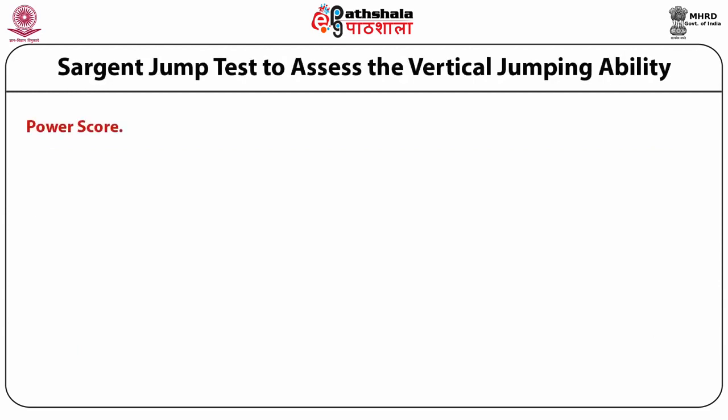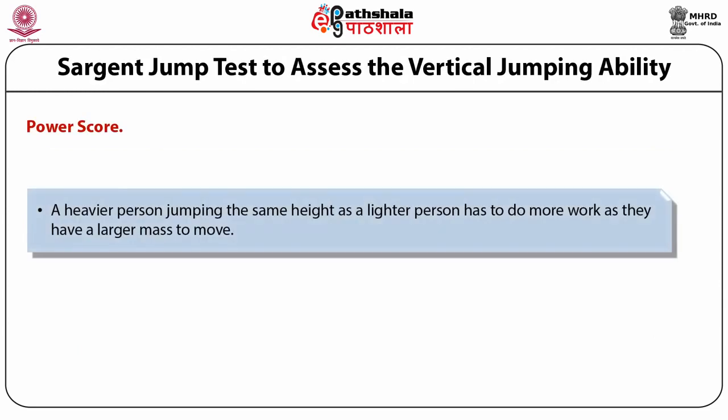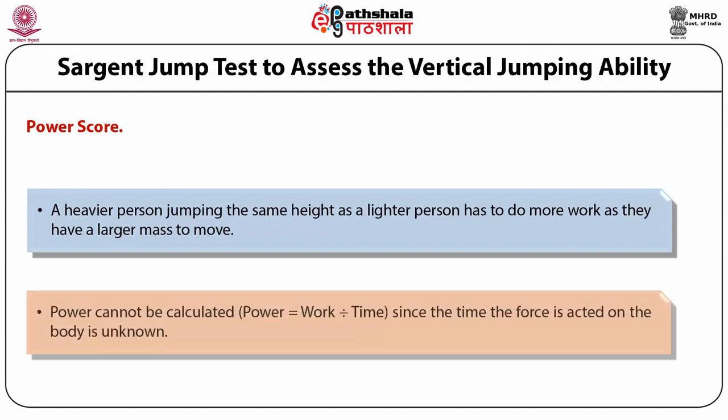Power score. A heavier person jumping the same height as a lighter person has to do more work, as they have a larger mass to move. It is sometimes useful to convert the vertical jump height to units of power. Power cannot be calculated directly since the time the force is acted on the body is unknown. Formulas have been developed that estimate power from vertical jump measurement. In these formulas, mass, that is body weight, and vertical jump height are used.